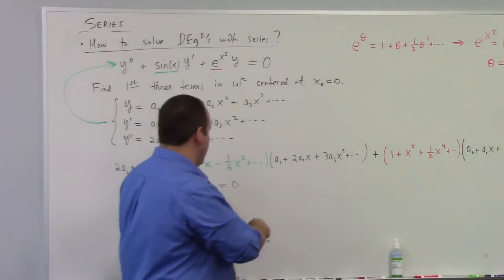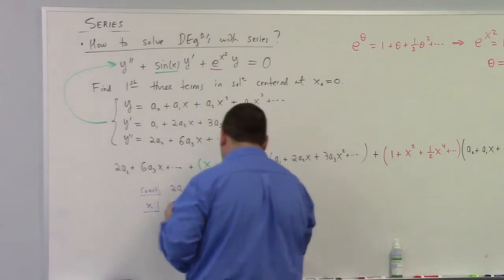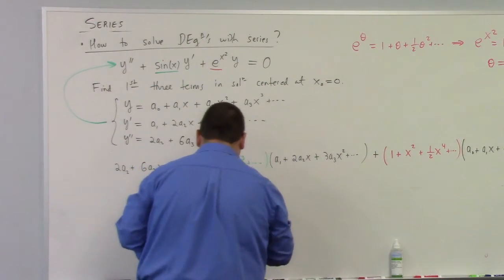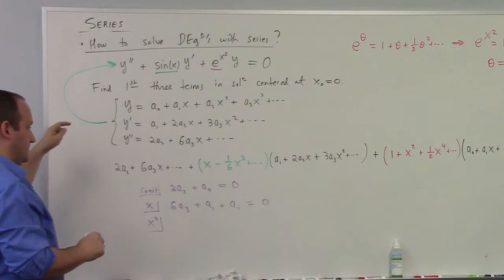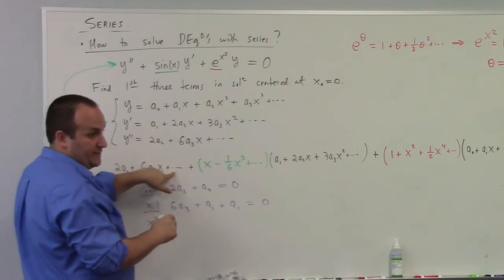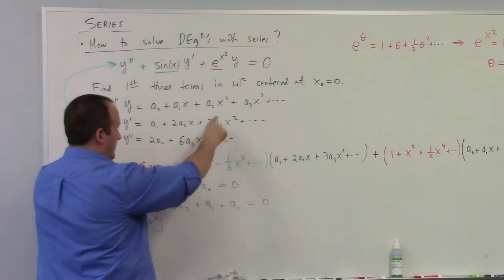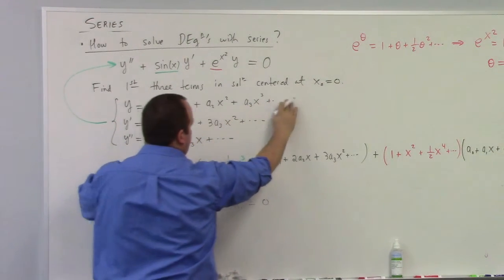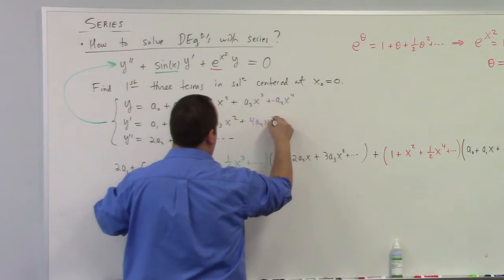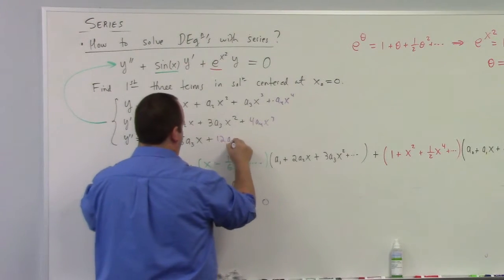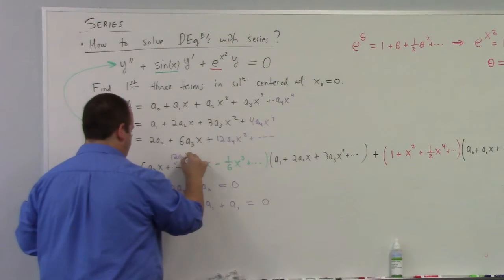I got the 6a3. Oh, plus a1. Okay. How about x squared? There's something here I haven't written down. Got to be careful with that, right? What's the next thing here that I haven't written down? It comes from a4 x to the 4th, right? So there's a 12 a4 x squared here.